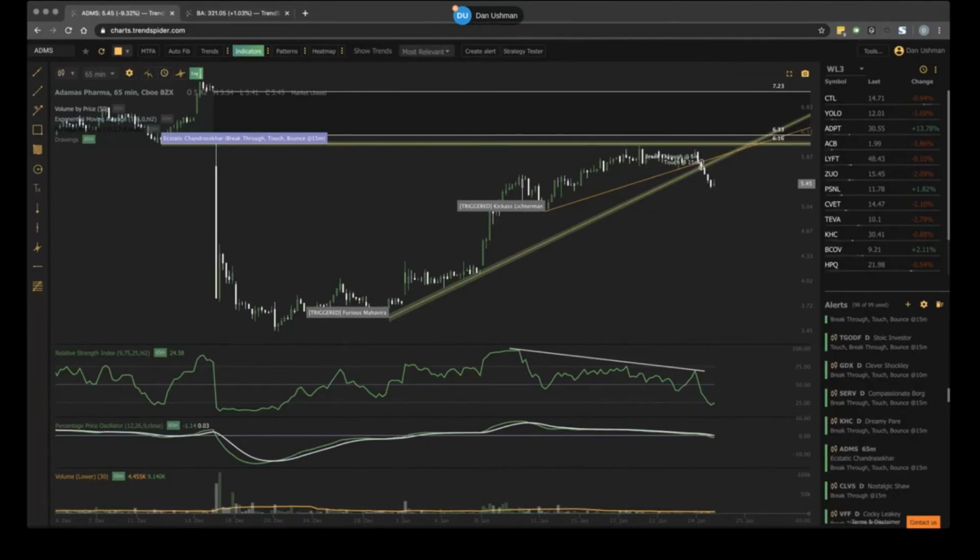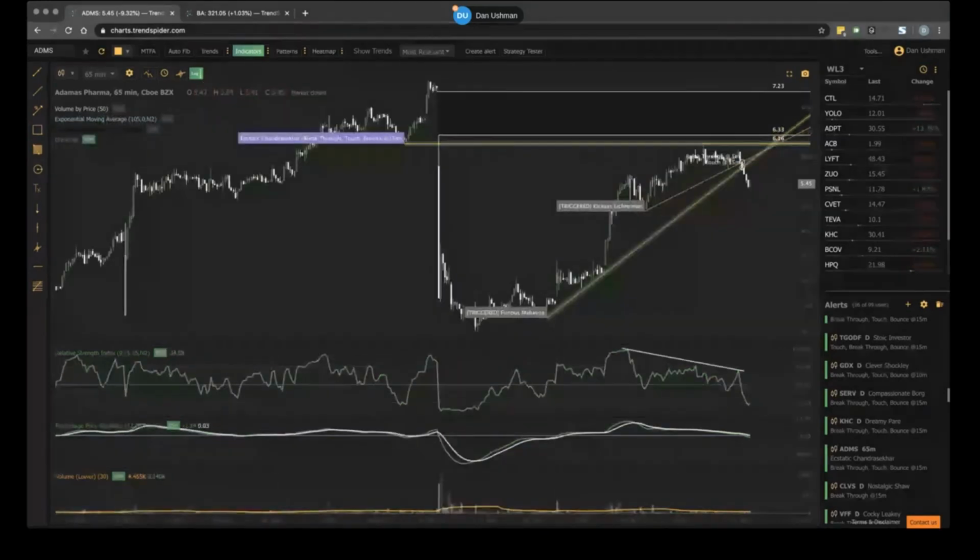So I hope that was helpful. I hope everyone found that interesting. I'm trading some of these stocks. I'm not trading all of them. And I definitely don't recommend that you trade them unless you do your own homework on them. Please don't do anything blind just because you saw it on my screen.